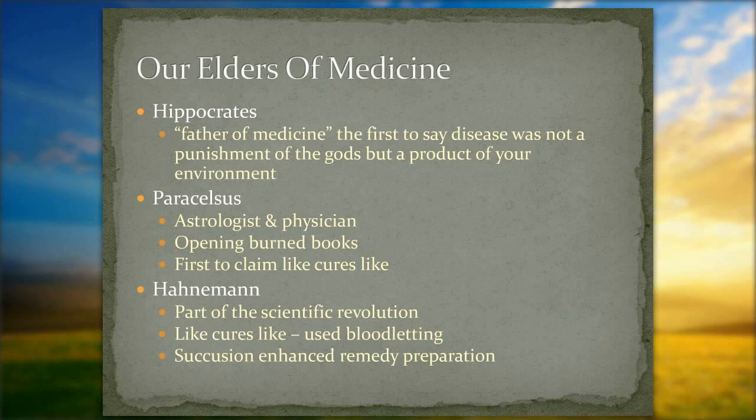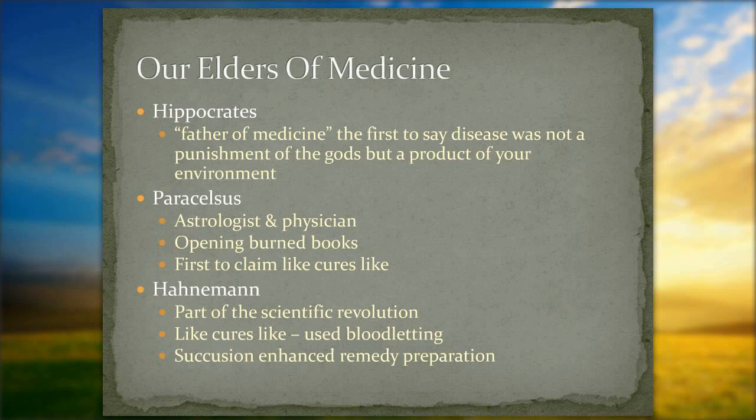Then we have Paracelsus, who was an astrologer and a physician, and he was in the scientific revolution era where they were openly burning books that were giving too much information to the public, or too little information, or information that certain societal aristocrats did not want the other parts of society to know about. He was also one of the first to claim that like cures like. So he didn't start all of the homeopathy, but he really was the first to start to bring that into his practice.